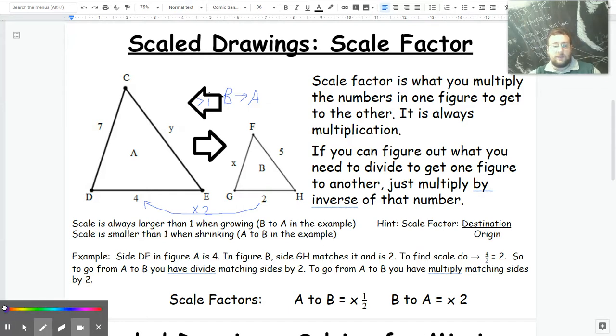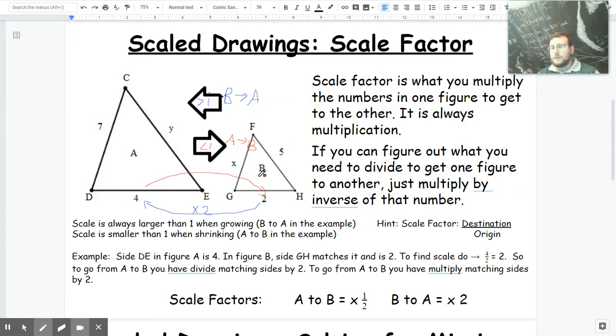Like in this picture here, if you're trying to go from A to B, right? So notice that the numbers are getting smaller. So even though you have to multiply for the scale factor, you would have to multiply by a fraction because you really have to divide. So you've got to get smaller. So in that case, a reasonable scale will be a number that's smaller than 1. So when you're getting to a smaller dimension, like it is in this case of going from A to B, it makes sense that the scale factor is a fraction or a decimal that's smaller than 1.